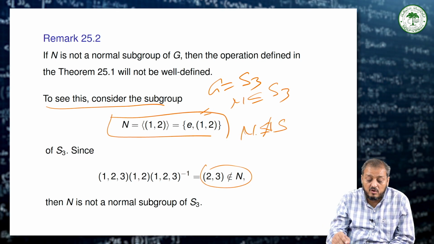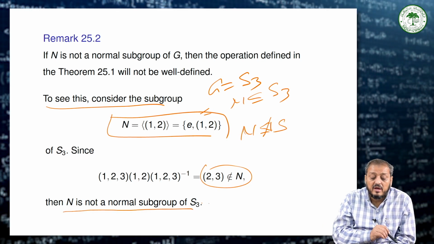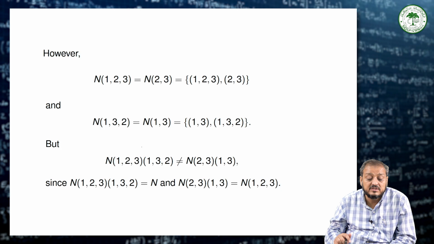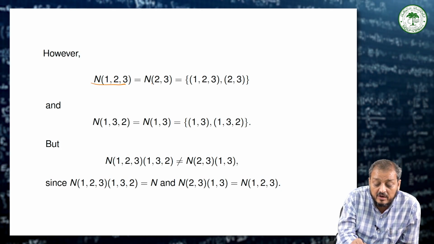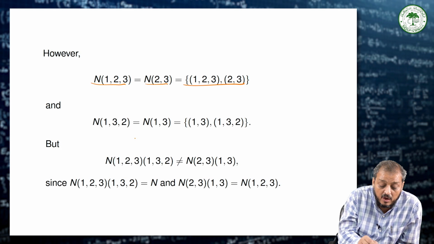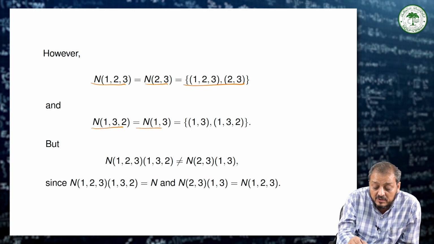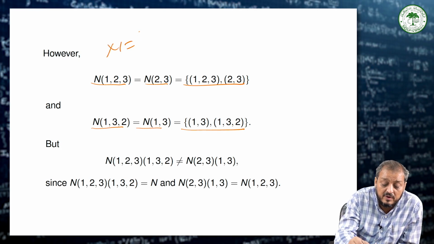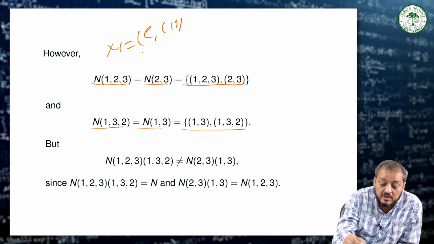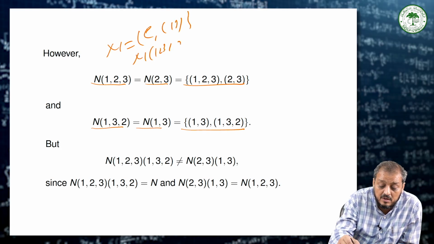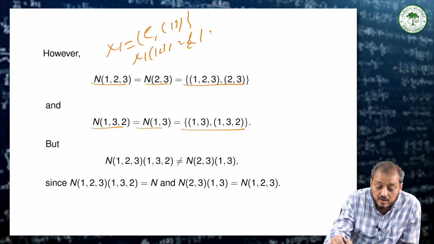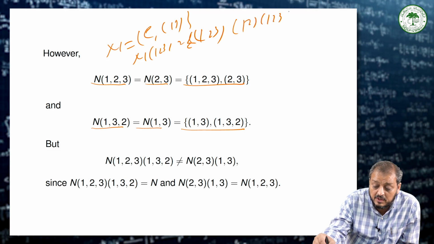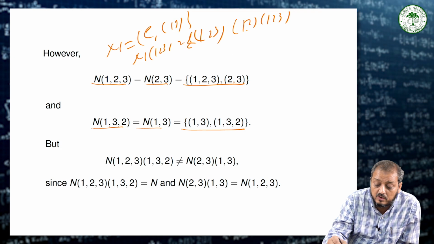N is clearly not a normal subgroup of S3, and now we try to check this product. You can just check N(1 2 3) is equal to N(1 2)(1 2 3), and this is equal to this thing. Here N is equal to the identity and (1 2). Then we calculate N(1 2 3): we have (1 2 3), and then (1 2)(1 2 3), and that is equal to (2 3).